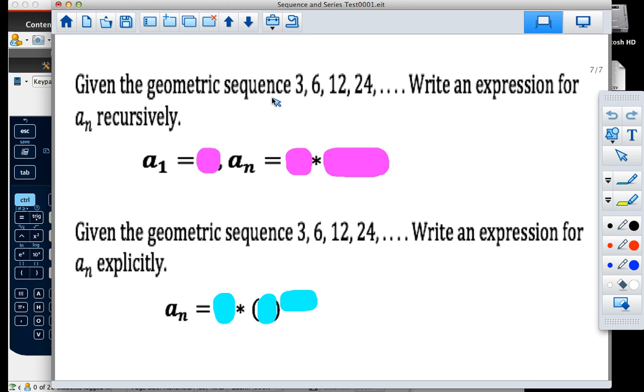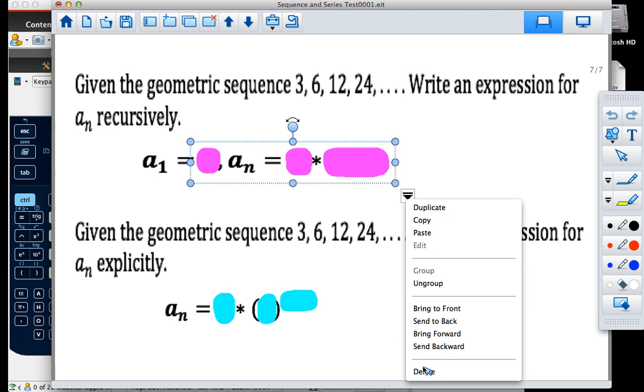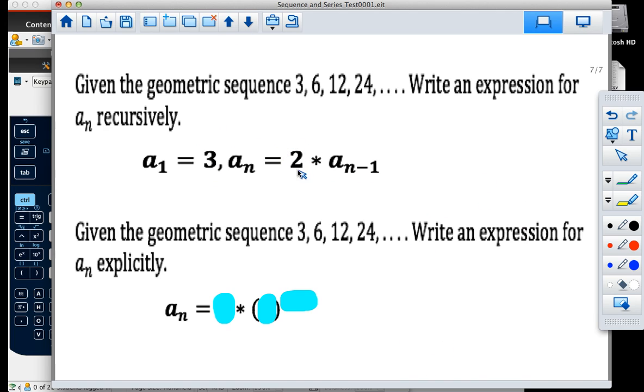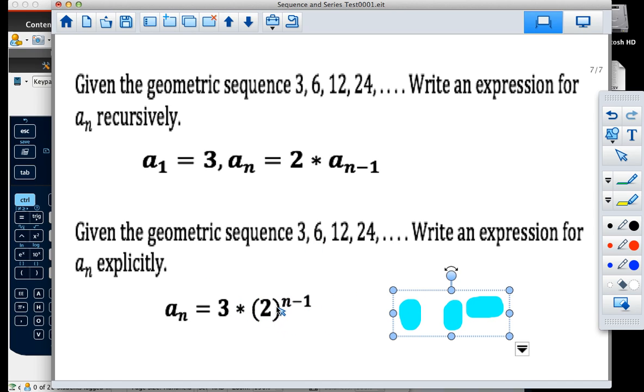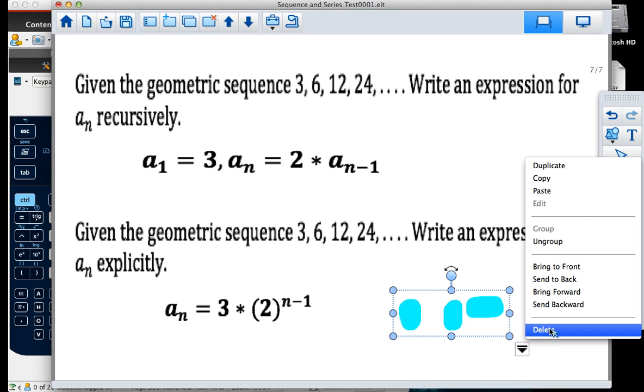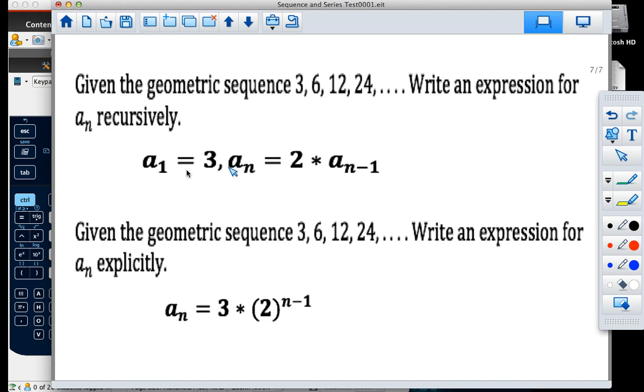Now we have geometric sequences. It looks like we're multiplying by 2 each time. And again, we need to know our first term. In this case, our first term is 3, and then our common ratio is 2. And then we multiply it by the previous term. And then again, same sequence. It's still the same sequence, so our a sub 1 is still 3, and our ratio is still 2, and we just plug it into the explicit form. Okay? Hopefully you guys are getting better at converting from explicit form to recursive form. And let's see, I think that's it.